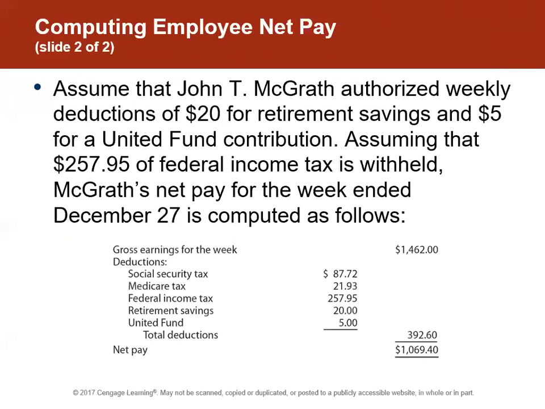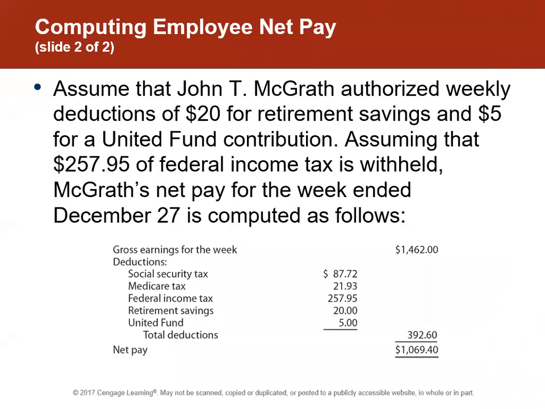So in this case, we have John McGrath, who authorized weekly deductions of $20 for retirement savings and $5 for United Fund contribution. We're going to assume $257.95 federal income tax is withheld, and then they're showing us how we get to his net pay. Again, in this class, they're going to give you either the federal income tax withheld or tell you the rate to calculate it at. You won't have to calculate that. That's using tables that you don't want to use right now. Trust me, nobody likes calculating federal withholding very much. We won't do it.